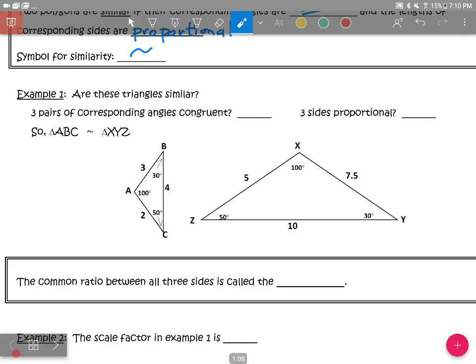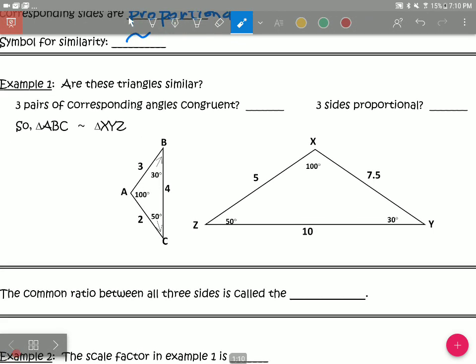First things first. Are these triangles similar? You have three pairs of corresponding angles that are congruent. Well, I've got a 50 and a 50, so the C and the Z go together. I got 100 and 100. The A and the X go together, and the 30 and a 30. So yes, three pairs of corresponding angles are congruent. Check. Are the three sides proportional?